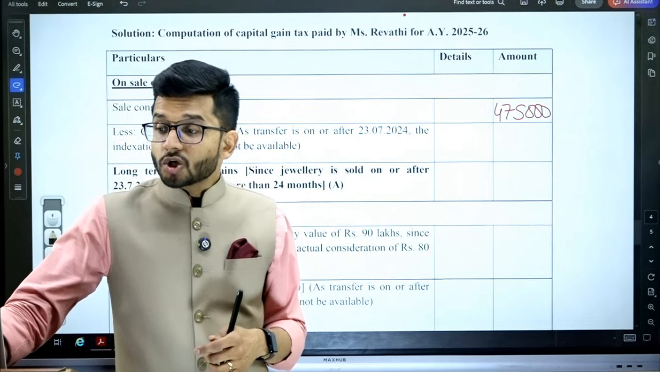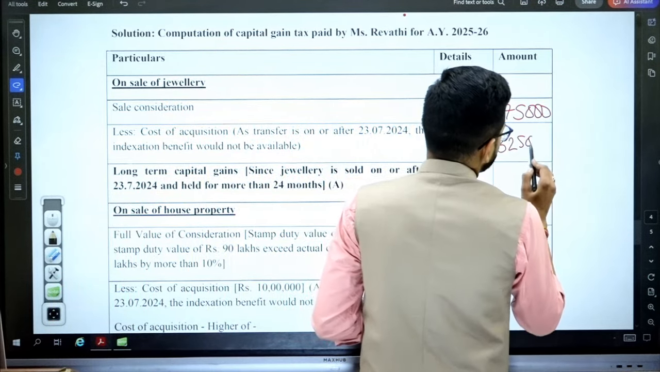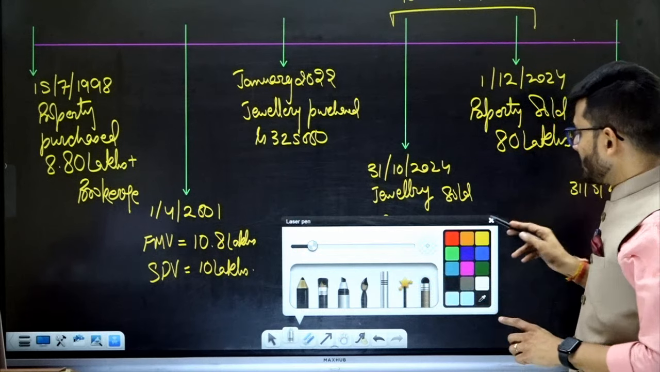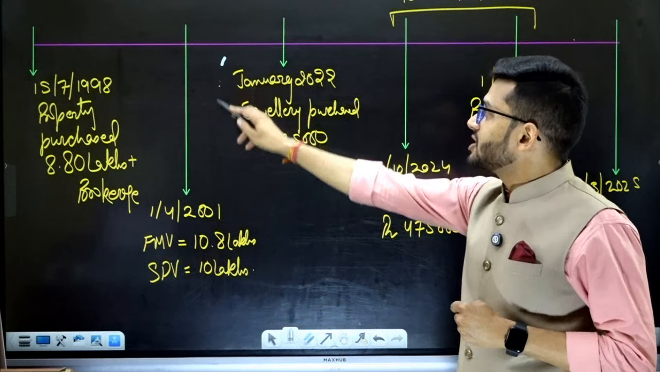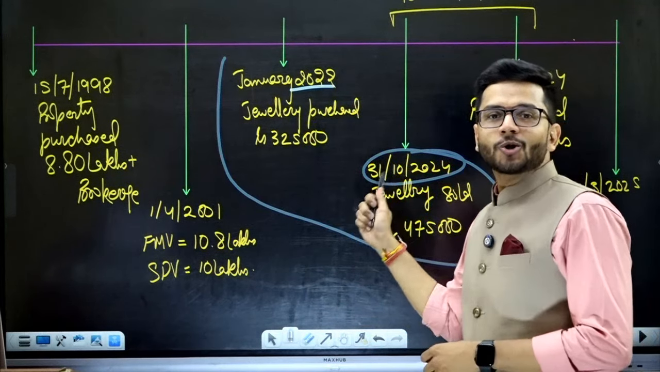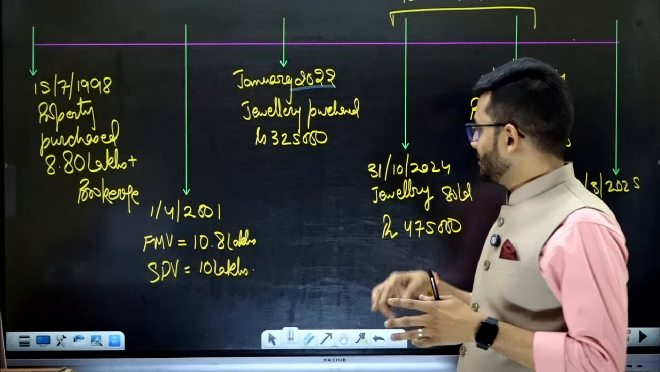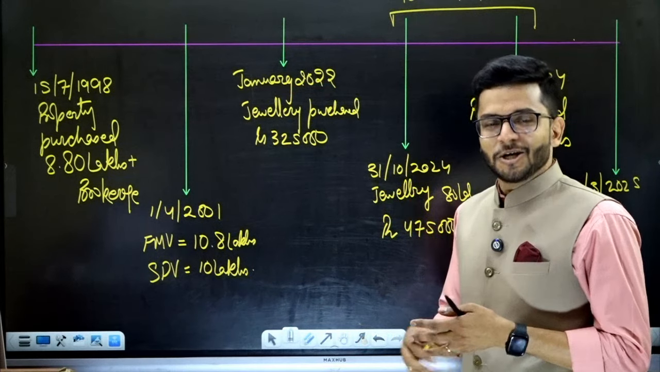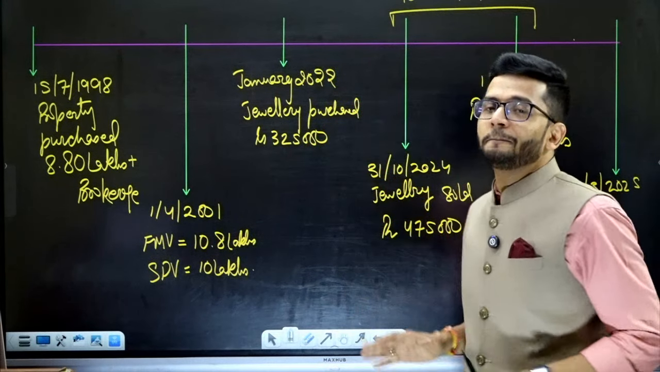Now think about the cost of acquisition of jewelry. Cost of acquisition of jewelry was 3,25,000. Now the question is whether this is long-term capital gain or short-term capital gain. It was purchased in January 22 and sold in October 24. So that is 2 years and a few months. 36 months have not been completed.